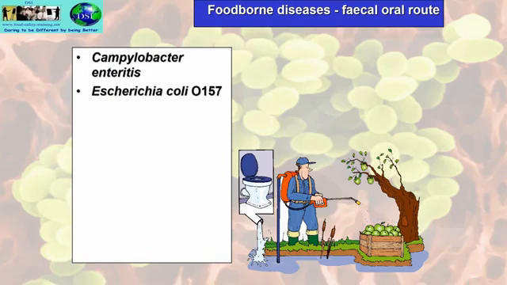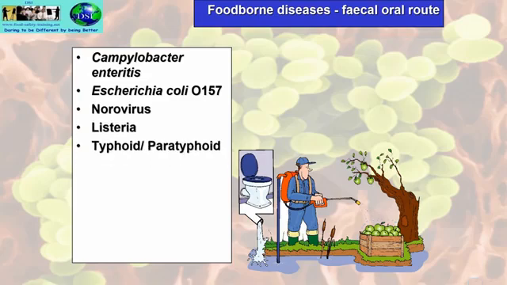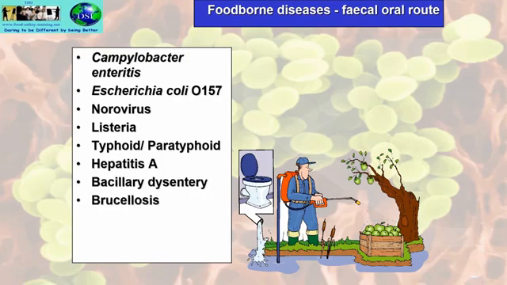Escherichia coli O157. This is a common serotype of E. coli in cow's manure, which it has been since the early 80s when it was discovered. Norovirus, the winter vomiting bug. Listeria, typhoid and paratyphoid, hepatitis A, bacillary dysentery, brucellosis, tuberculosis, and parasites.